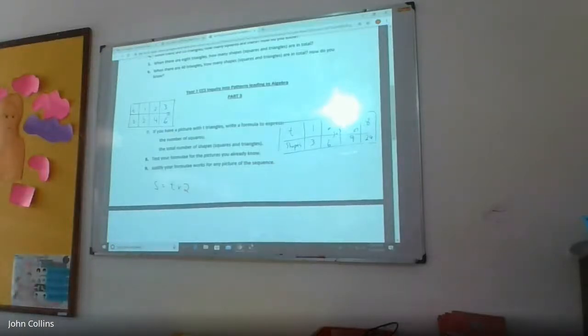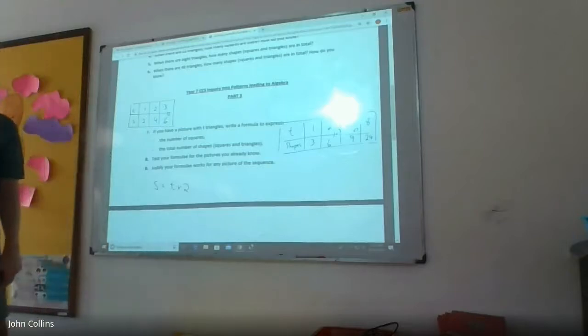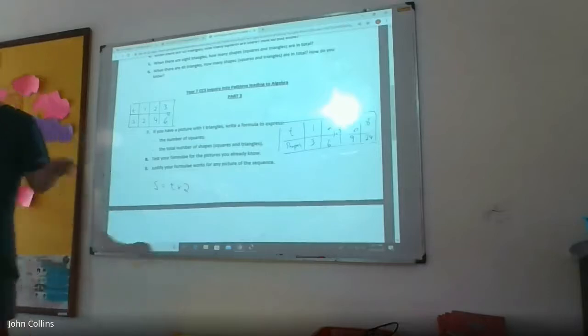Yeah, I think you're right. So we created our first formula. Can you write T times 2 equals S? Yeah, either way, T times 2. Now, in algebra, we don't use the multiplication sign. Does anyone know why?